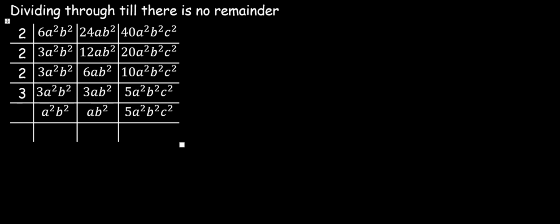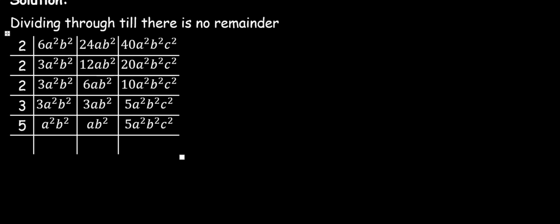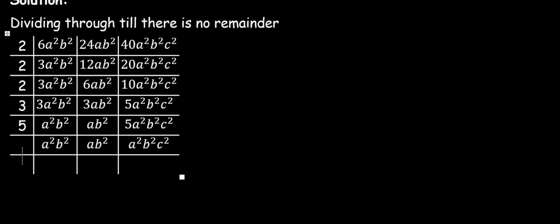Next, we can conveniently take 5 and stay dealing with numbers. 5 divide the first set of value, we now have a square b square. Then we have ab square. And the third set of value, 5 divide 5, that will give you 1. We're not showing the 1 because of the letters we have left. So we now have a square b square c square. We are through, if you observe very clearly, we are through with the numbers.